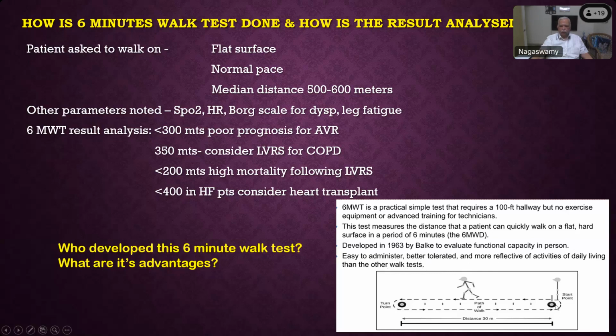So you have 2 points. Starting point, the patient walks a distance, 100 feet, and then goes back like that. Actually, the distance between the 2 points is 30 meters. So you start the stopwatch, ask the patient to walk, go around and then come back. After 6 minutes, you find out how many times he has gone round to calculate the distance that he has gone. So this picture will help you. It was developed by Balke in 1963.